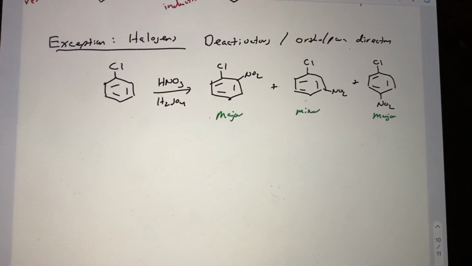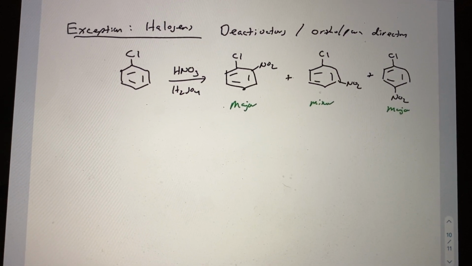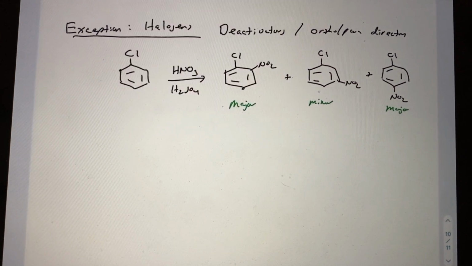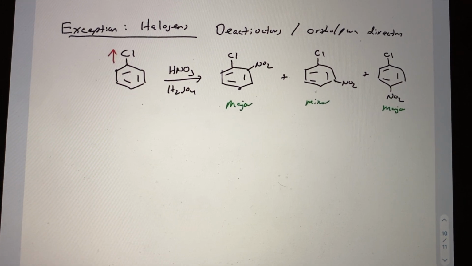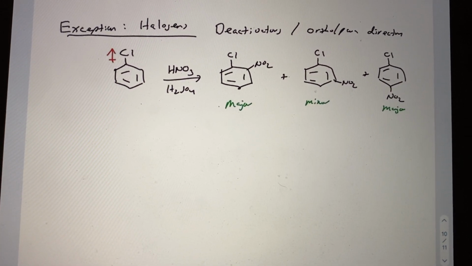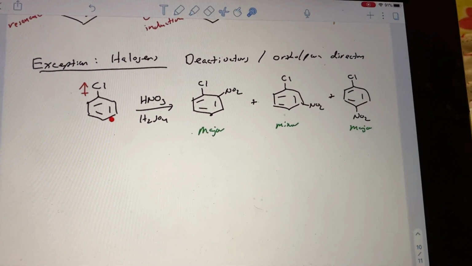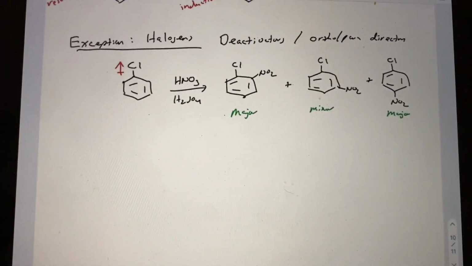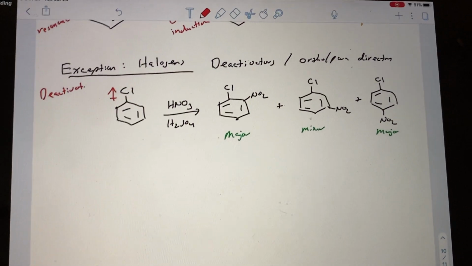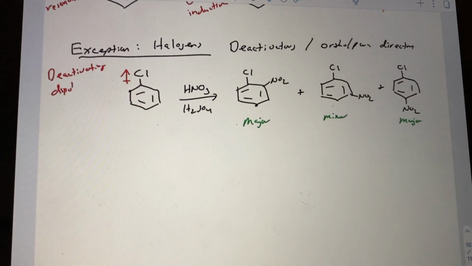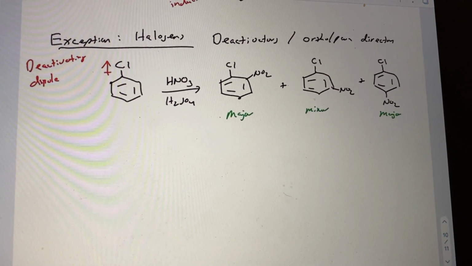Now the question is, we need to come up with why is it deactivating? Why is it an ortho-para director? So first, addressing the deactivating part is that these halogens are quite electronegative compared to carbon. So there's a significant dipole pulling electron density towards the chlorine, which is going to reduce the nucleophilicity of the aromatic ring. So deactivating is due to the dipole. All right? Now, why is it actually an ortho-para director?